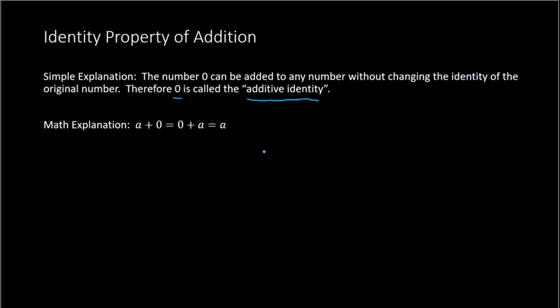So in math notation, we would say that a plus 0 or 0 plus a would equal a. It doesn't change what we started with. We start with a, we add 0, we still have a as our answer. So with actual numbers, we can maybe say that 9 plus 0 would still equal 9. We started with 9, we add 0, we still have 9 as our answer. The identity or the value of 9 did not change when we added the 0.